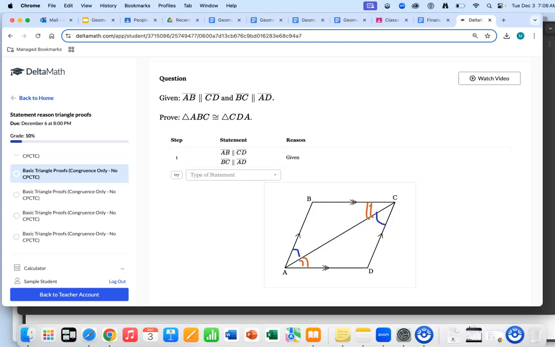And you also have this side. So you should realize why these two triangles are congruent based on that information.